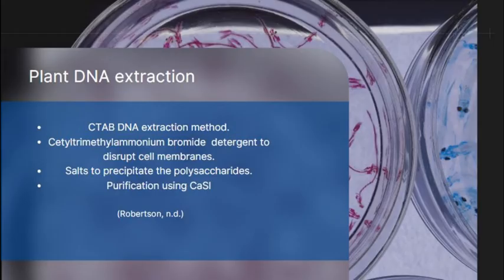DNA from the plant is extracted with the CTAB method. This detergent disrupts the cell membrane and a high salt concentration precipitates polysaccharides. The plant is first put into CTAB and SDS and incubated, before washing with isoamyl alcohol, isopropanol, and ethanol 70% in order, with centrifugations in between them. It is resuspended in TE buffer and purified with cesium chloride.